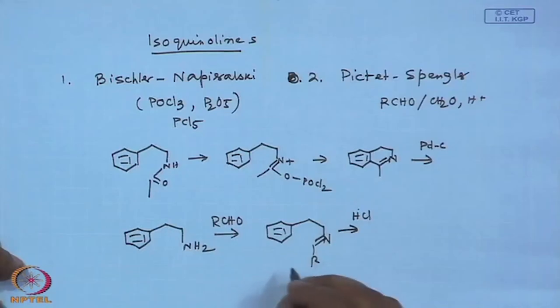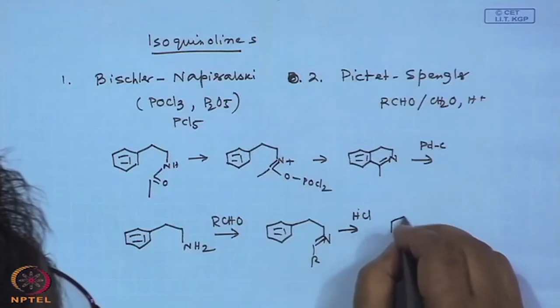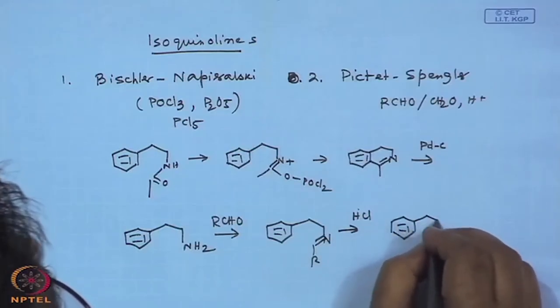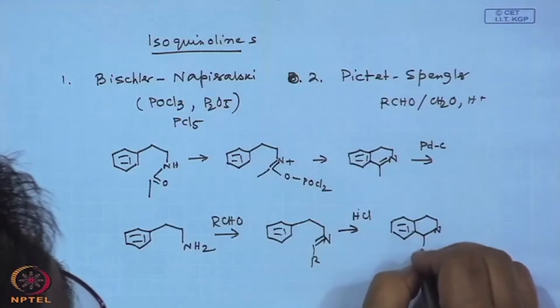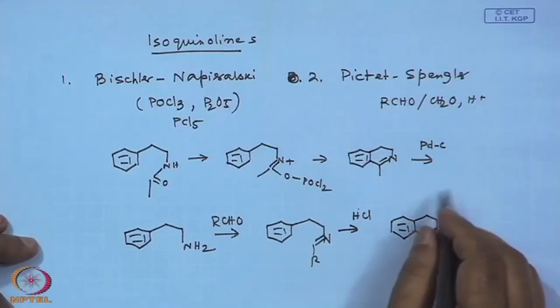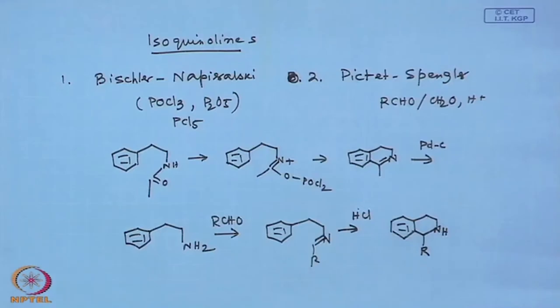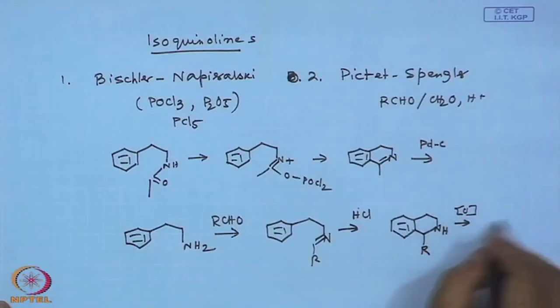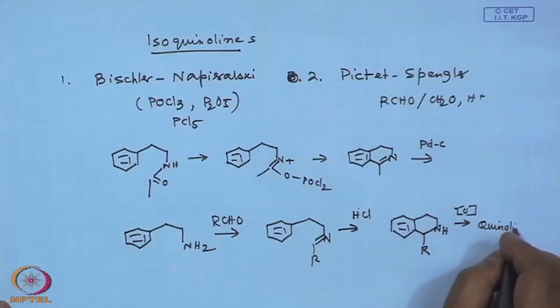In this case, you have the example I have been looking at. It uses hydrochloric acid. So once again, a typical electrophilic substitution reaction, and you will get this now. What is the difference? In the previous example, you had the dihydroquinoline. Now you are getting a tetrahydroquinoline. The method is the same. Next is to basically oxidize to the quinoline derivative. Oxidize. So what do you get? You get the corresponding quinoline derivative.